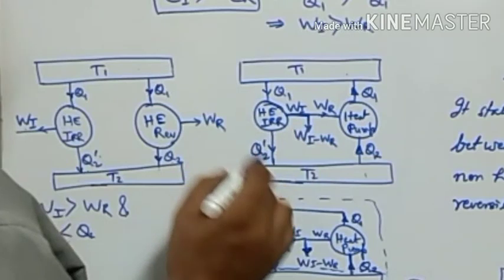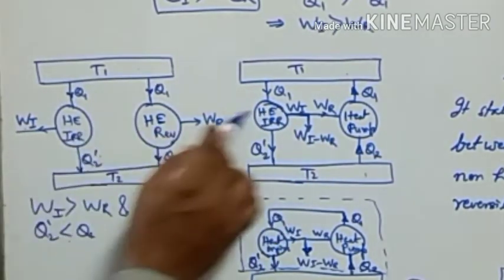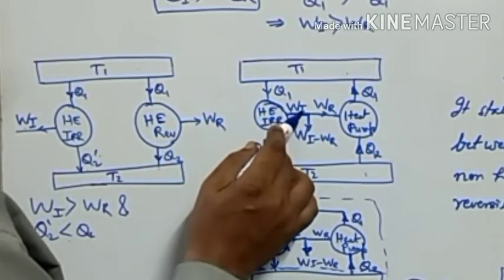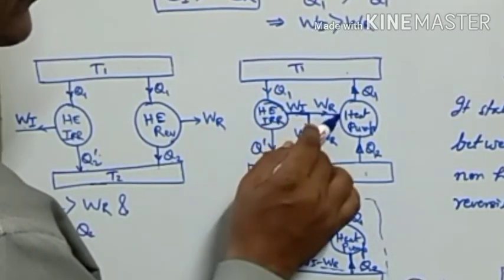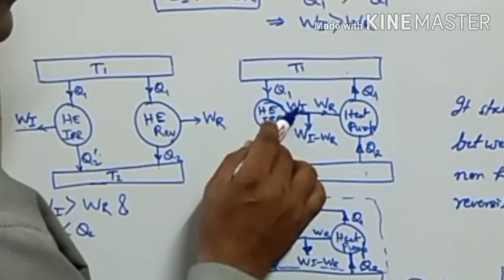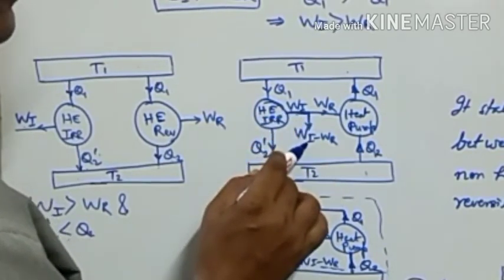To get this Wr, what we will do is, from the irreversible engine, as Wi is more than Wr, from Wi we will take that Wr to run this heat pump, and the remaining amount of work we will get as an output.